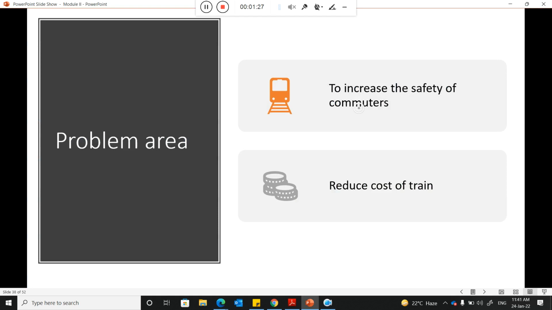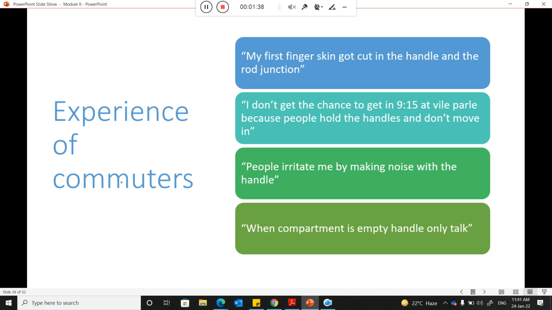To increase the safety of commuters and reduce the cost of the train. So the main focus is to increase the safety, right? The experience of the commuter, or passenger, is taken as some sentences here to analyze where the problem actually is. The first one, like there is a comment: my first finger skin got cut in the handle and rod junction. At the handle and rod junction, a minor injury is there.